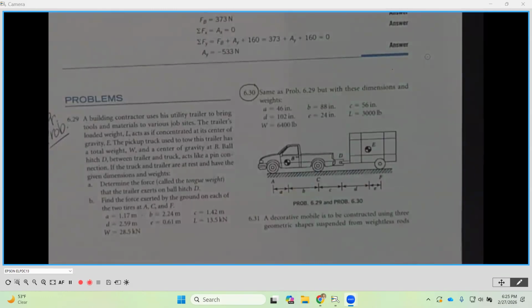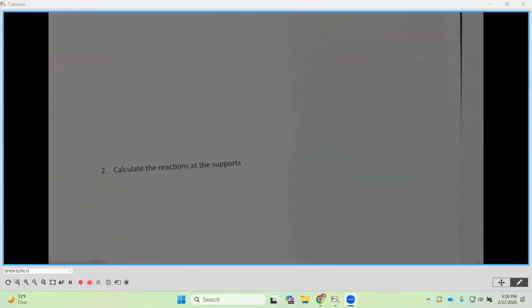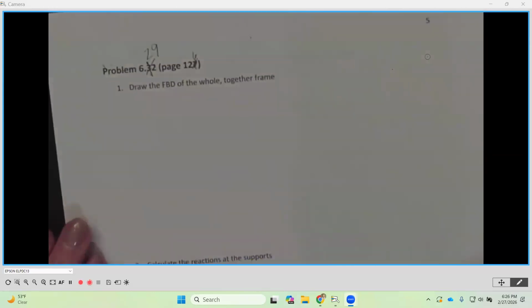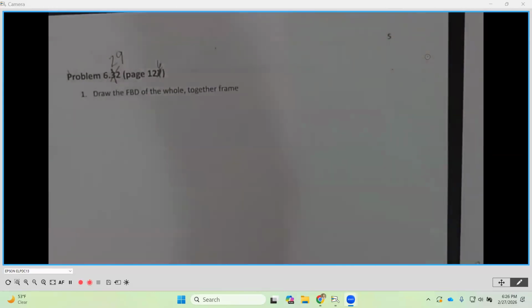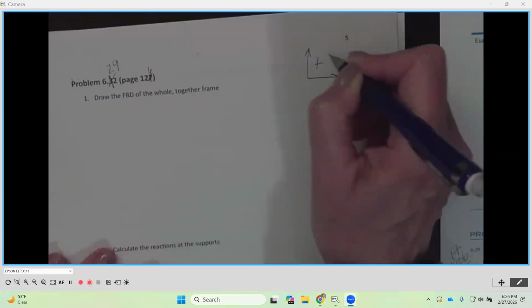So let's start by drawing our free body diagram and then adding in the information and the dimensions that we see here. And we're going to use the diagram that we see here as well. So free body diagram first of the whole thing together, the frame. And yes, it is simulating a frame, but it is our truck and our trailer. So we're going to put our convention in place first.